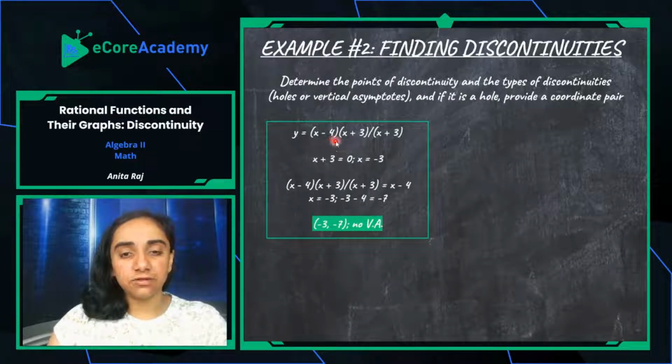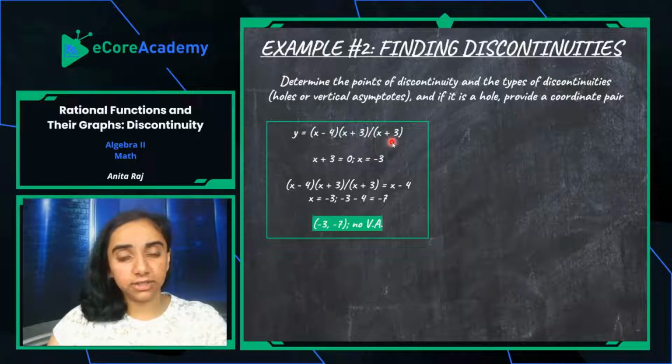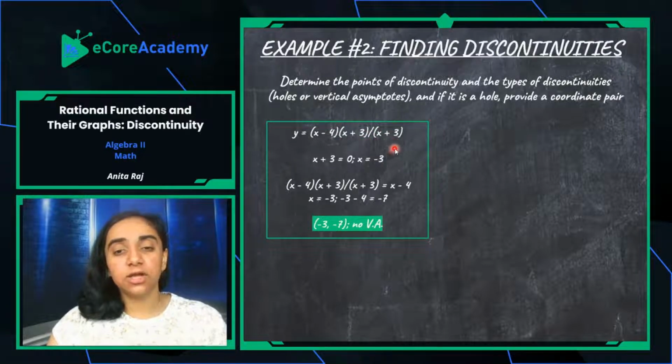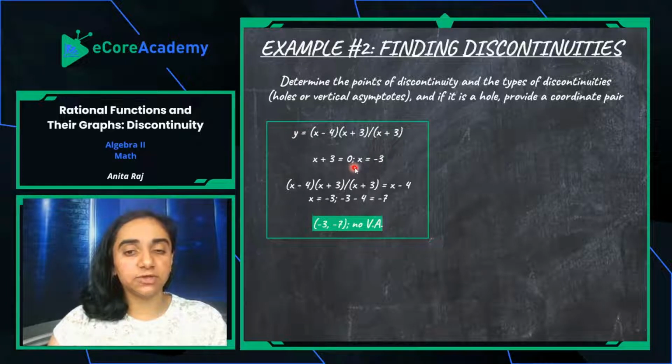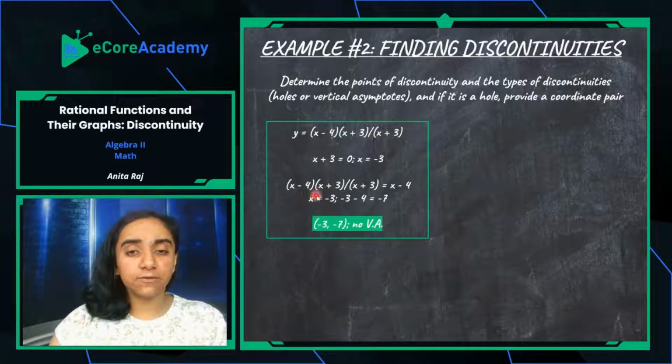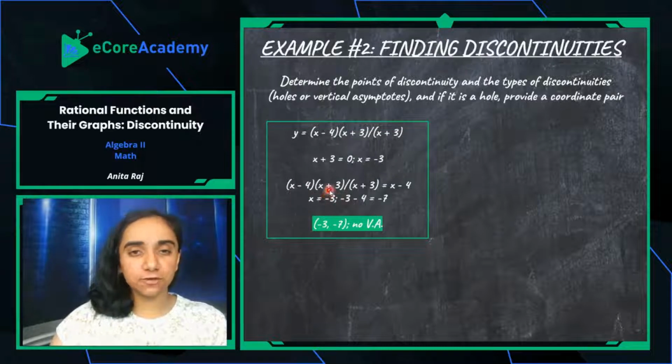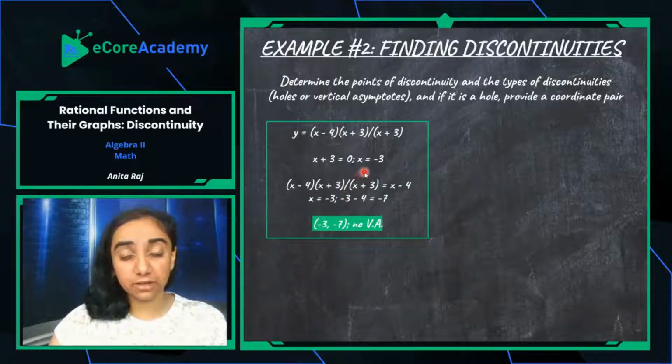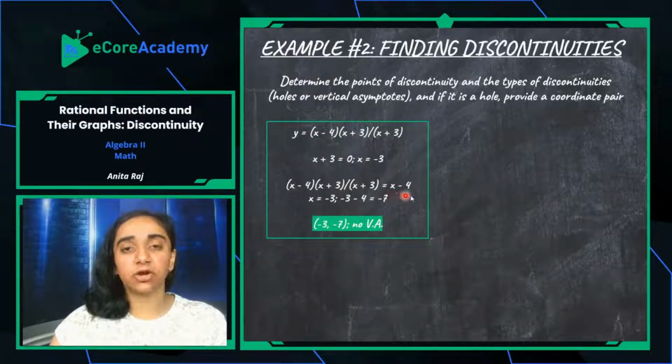y is equal to x minus 4 times x plus 3 divided by x plus 3. So first, we're going to set our denominator equal to 0. That's what we always do. So we're going to set x plus 3 equal to 0 and subtract 3 from both sides to get x equals negative 3. Then we're going to see if there are any common factors between the numerator and denominator. So we have x minus 4 times x plus 3 divided by x plus 3, and you can see that there's a common factor of x plus 3. Those will cancel out and leave us with x minus 4, which is our simplified function.